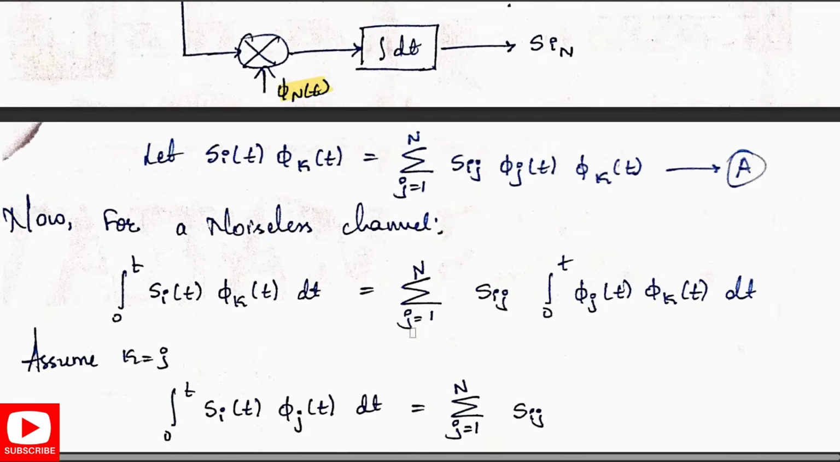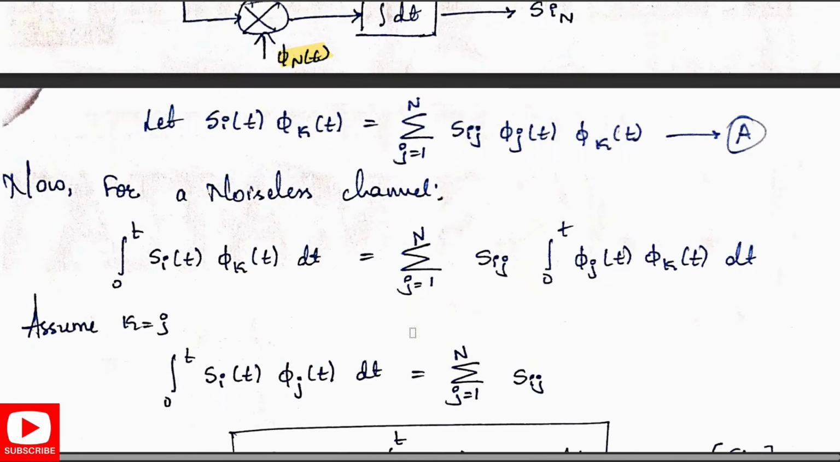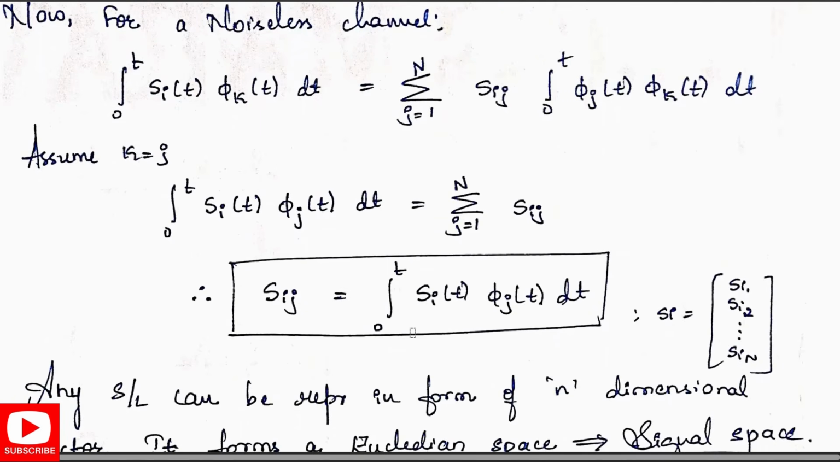So now you need to derive. Let us consider Sik, Si(t) and phi k(t), equal to summation of j equal to 1 to n, Sij into phi j(t) to phi k(t). Let us consider this as equation A. So for noiseless, what has happened here? It is integrated from 0 to T. So assume k is equal to j and substitute that Si(t) into phi j(t) is equal to summation of Sij.